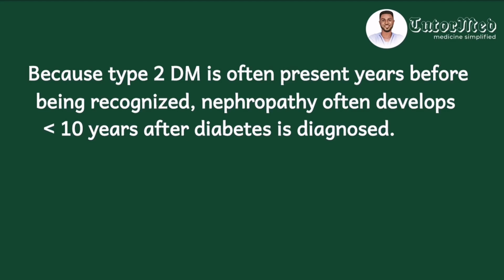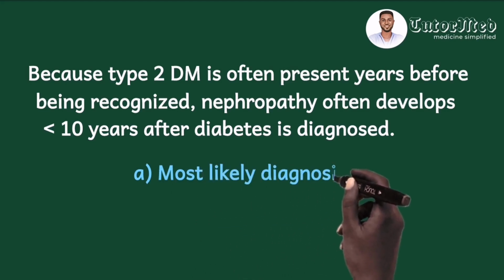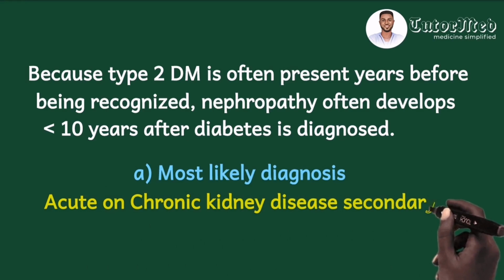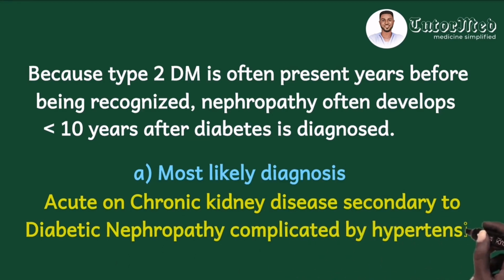And so back to our question 1. What is the most likely diagnosis? The diagnosis is acute on chronic kidney disease, which is secondary to diabetic nephropathy and which has been complicated by secondary hypertension.